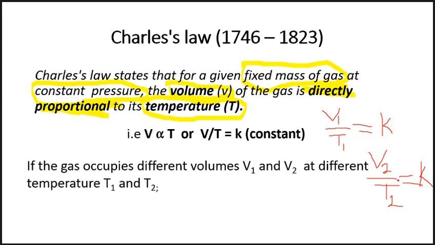Now K is common, so all I just need to do is to substitute for K in this place by putting in V2 over T2. If I do that, then I will end up getting V1 over T1 equals V2 over T2. Now at this point, we'll be able to relate the gas at different volume and at different temperature.